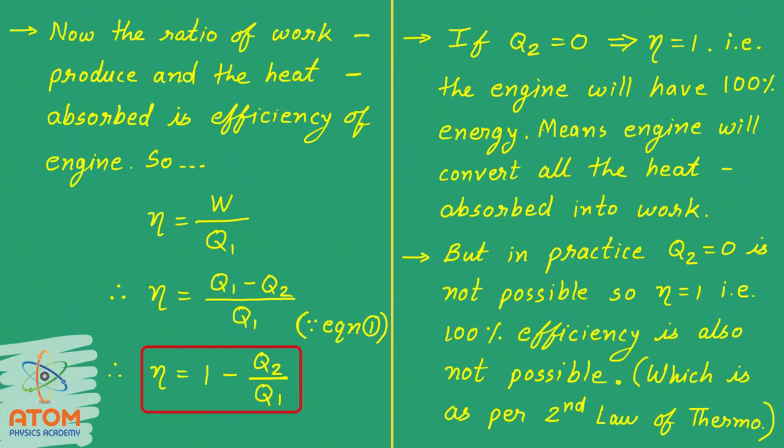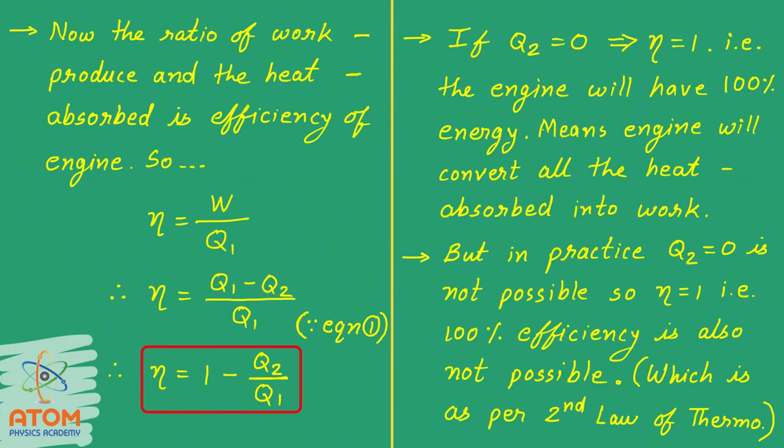Now the ratio of work produced and the heat absorbed is known as the efficiency of the engine. See, efficiency is always the ratio of output upon input, right? Now, what is the output of any heat engine? The output is obviously work. And what is the input of the heat engine? The heat which is absorbed, right? So the ratio of work and the heat absorbed is known as efficiency, which is denoted by this symbol, known as eta. So efficiency eta is work W upon heat absorbed Q1. But from equation 1 we know that W is Q1 minus Q2.